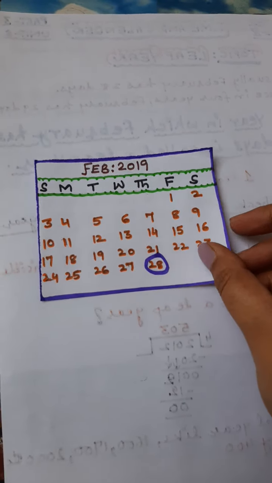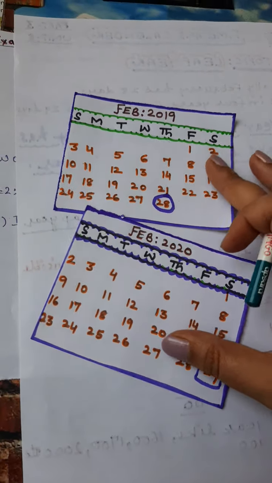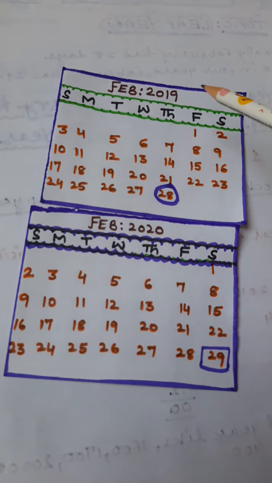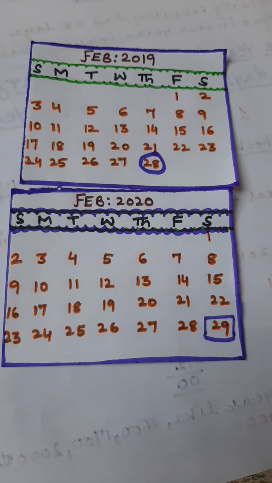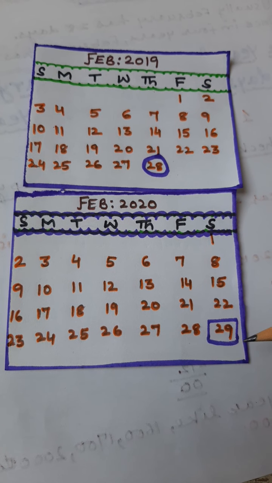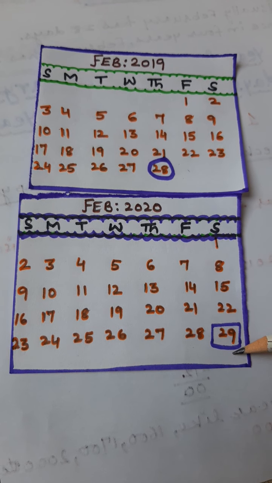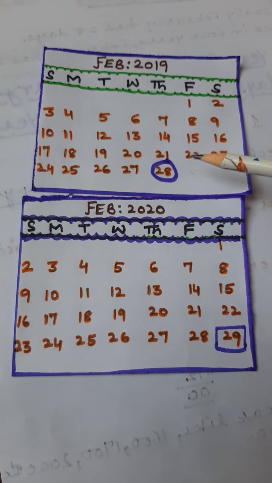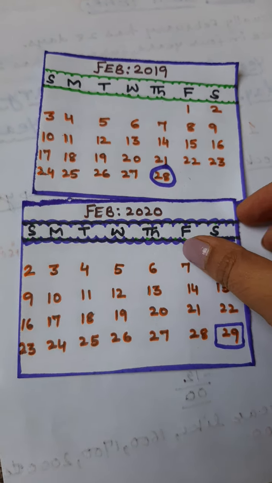You might have seen so many times, students, that the month February sometimes has 28 days and sometimes it has 29 days, right? If we check out the calendar of February 2019, we can see that it has 28 days, and in February 2020, if we check out that calendar, it has 29 days. Usually February has 28 days, but once in 4 years it has 29 days.